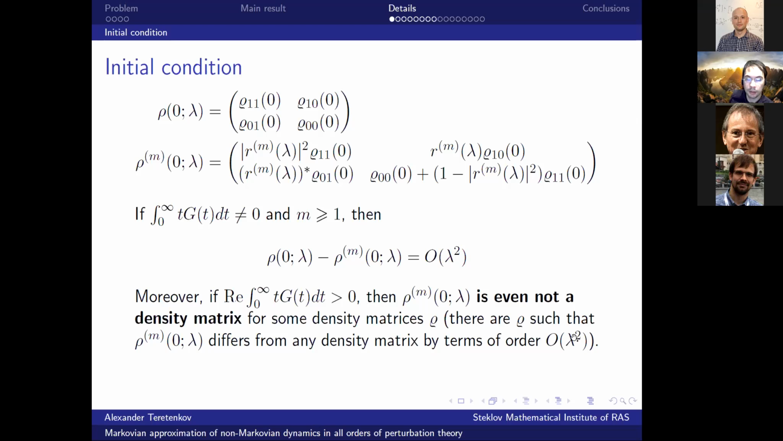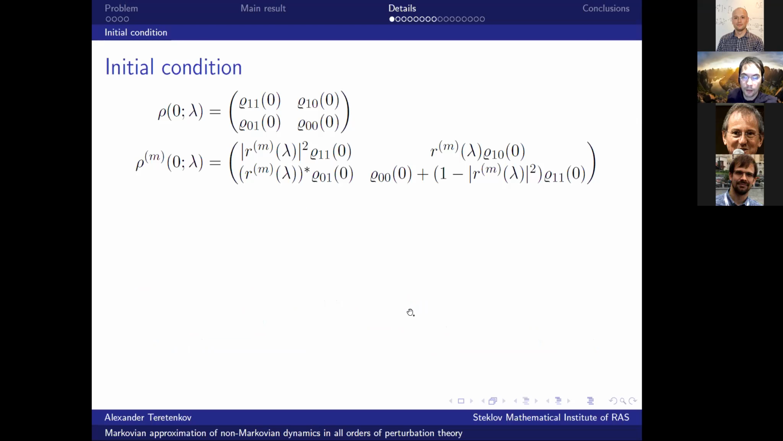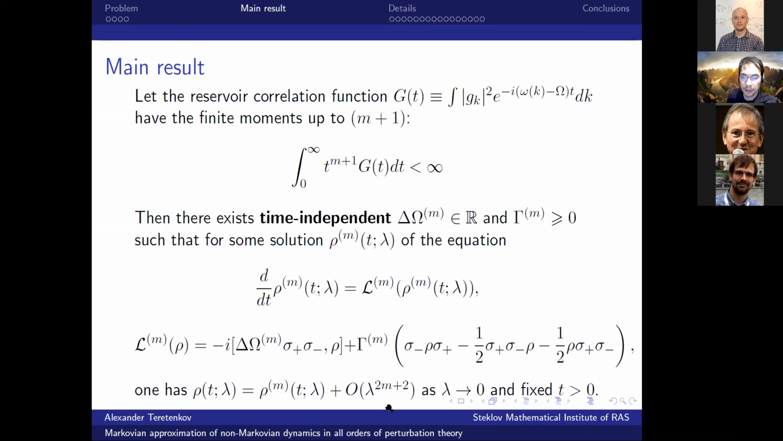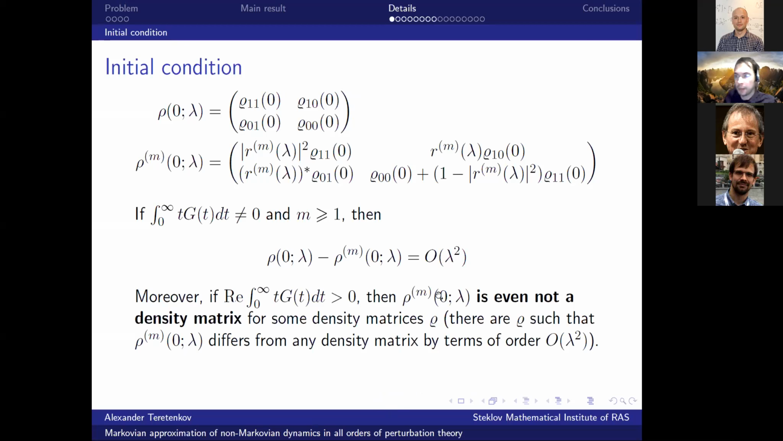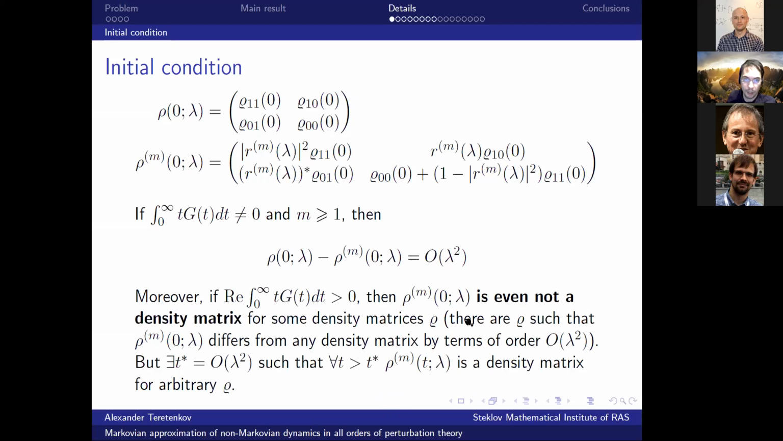And of course, it is also possible to discuss: maybe one could just redefine it at order of lambda to the power 2m plus 2 to obtain a density matrix. The answer is no. It sufficiently differs from any density matrix. So it is a sufficiently unphysical initial condition.